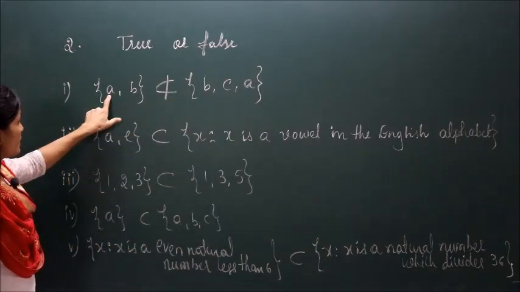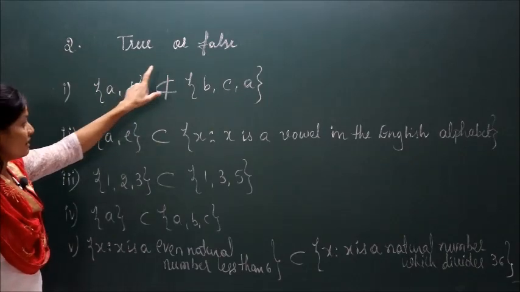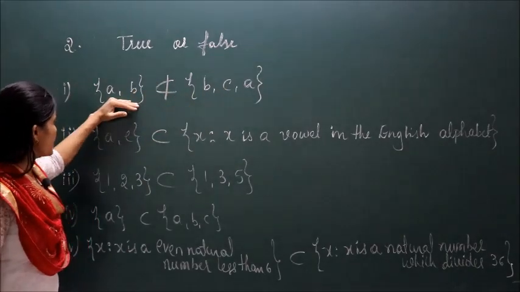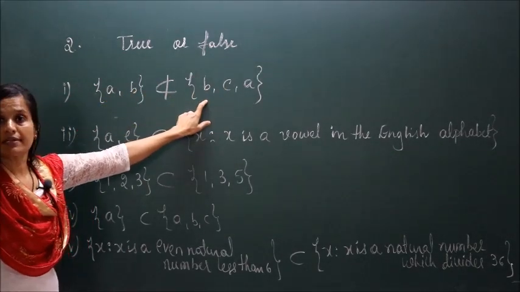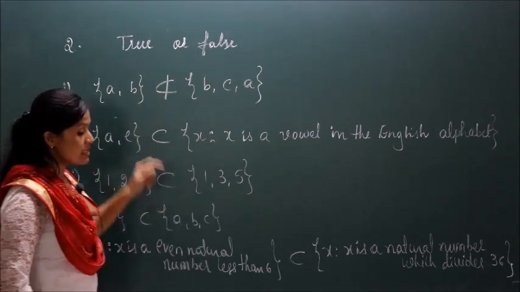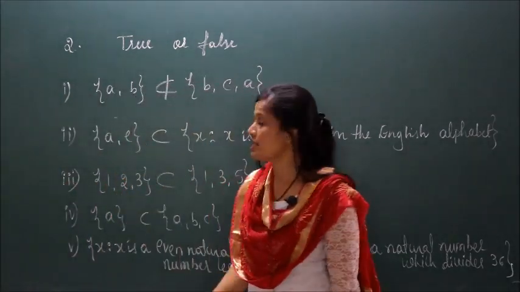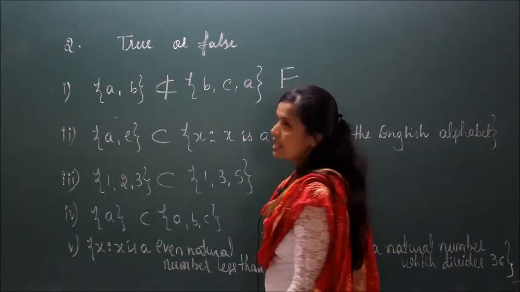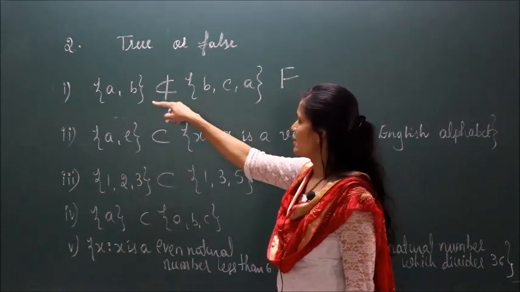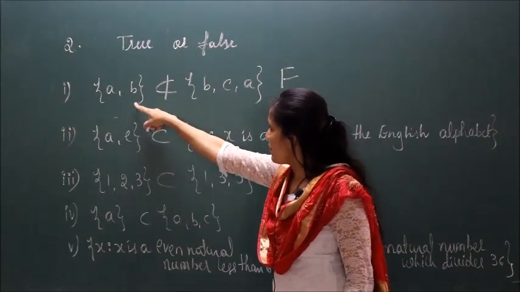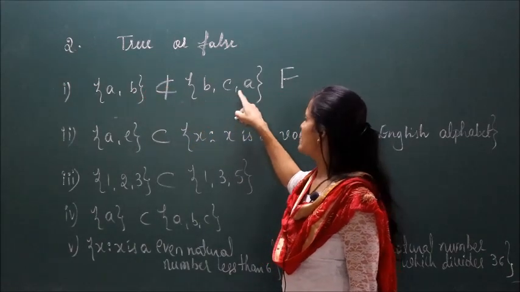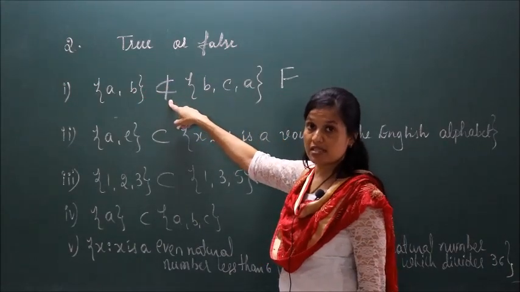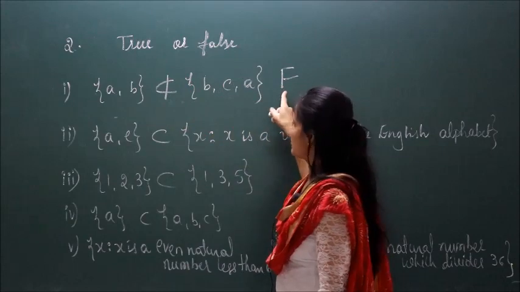See the elements of this set, A and B. In this also A, B is there. So this set is contained in this set. But here it is given that it is not the subset. So it is false. Actually, the statement is {A, B} is the subset of {B, C, A}, but here it is given as not the subset, so it is false.